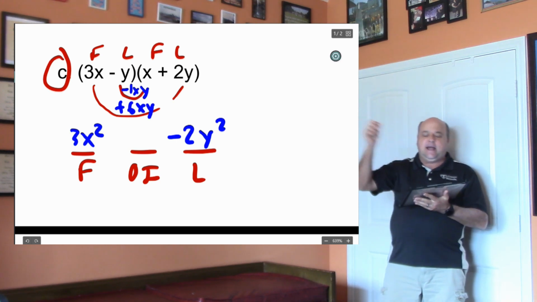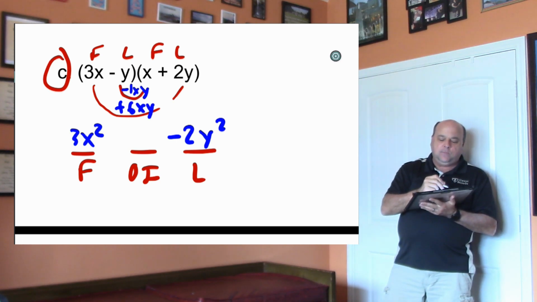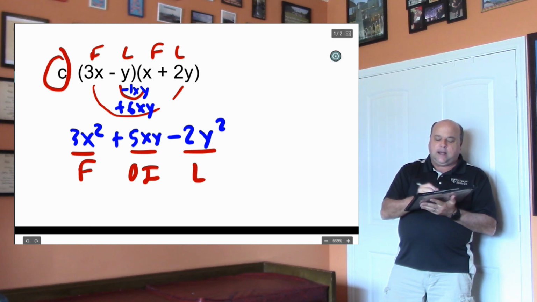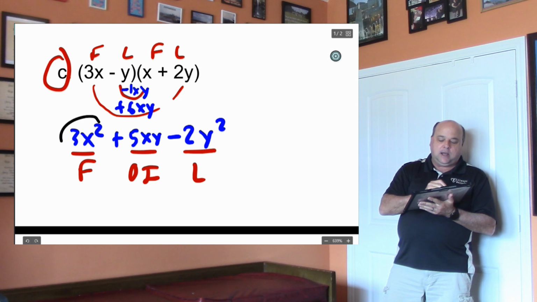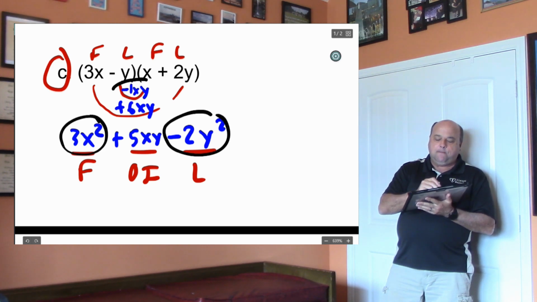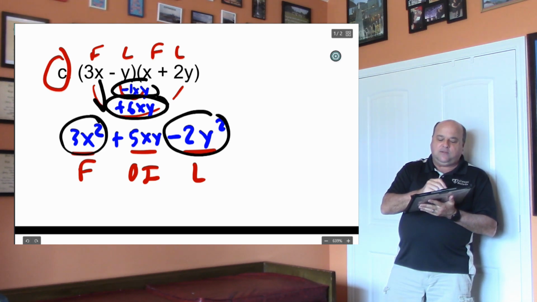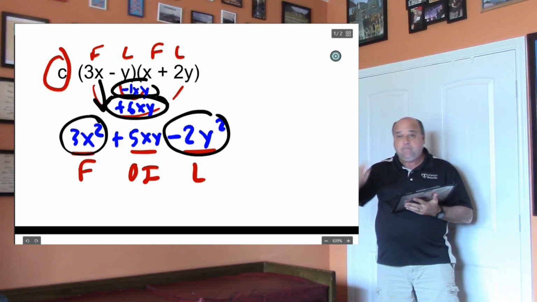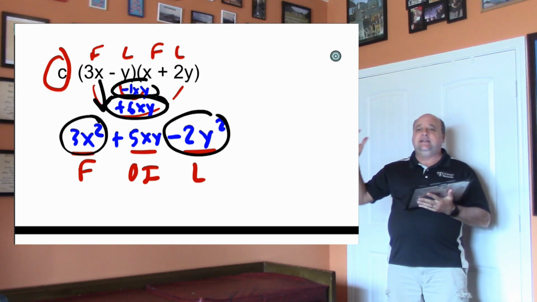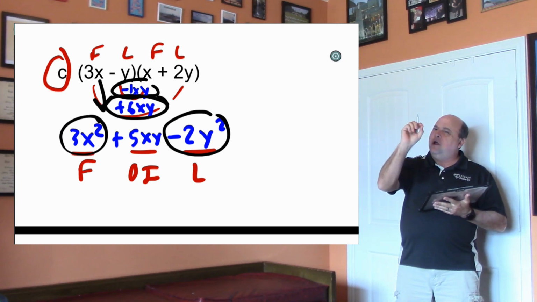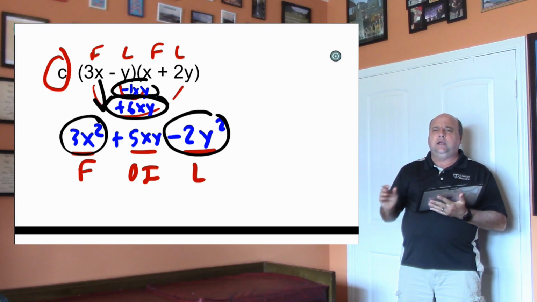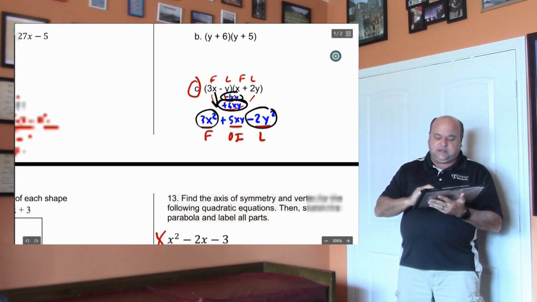So now then I'm going to add or subtract my middle terms, right? Negative 1x plus 6y is a plus 5xy. So remember, I multiplied, then I added or subtracted. Once you get the hang of it, it's not that hard, okay? And the numbers are real small. They won't get big. So the arithmetic will be pretty easy.